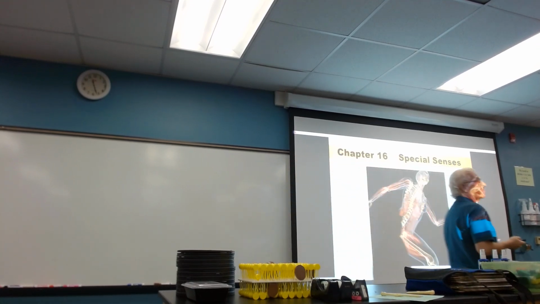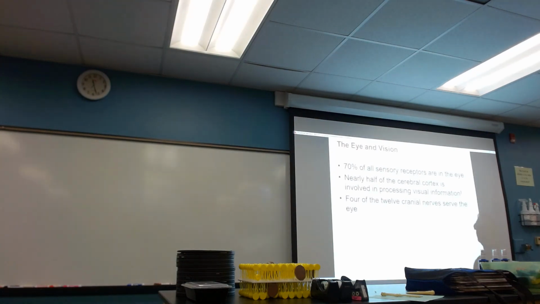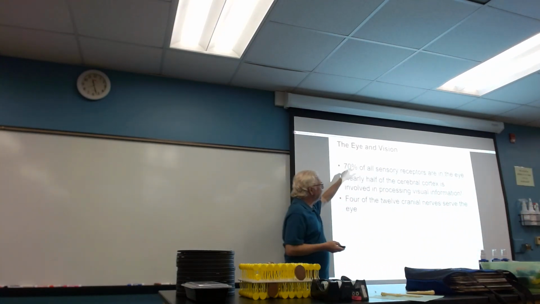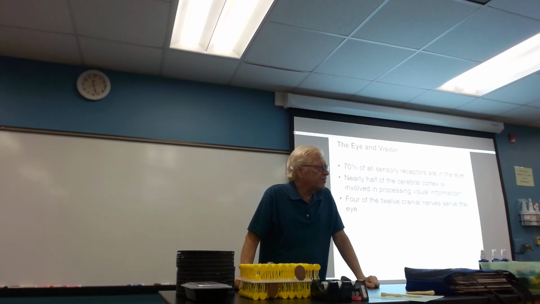Special senses. That's going to be the eye, the ear, the nose. Okay? We'll probably get through the eye today. Look at this. 70% of all sensory receptors are in the eyes. Do you think seeing is a very important human trait? Yeah. Okay.